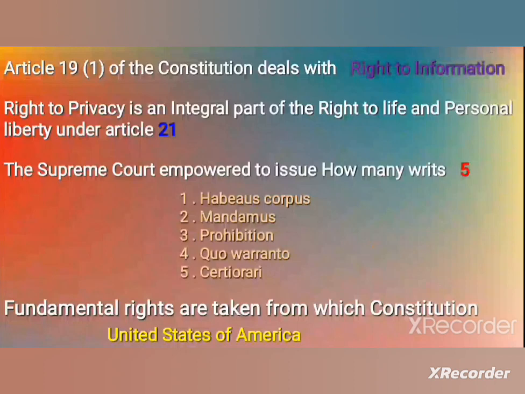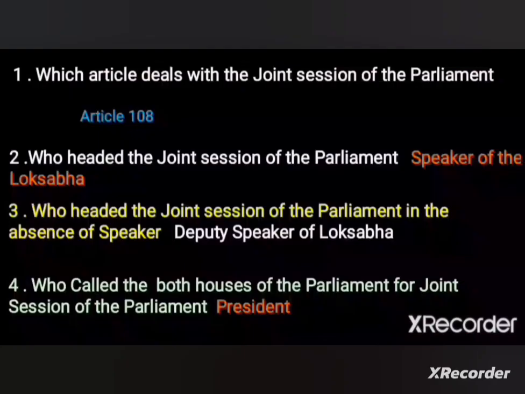Right to privacy is an integral part of the right to life and personal liberty under Article 21. The Supreme Court is empowered to issue how many writs? 5: habeas corpus, mandamus, prohibition, quo warranto, certiorari. Fundamental rights are taken from which constitution? United States of America.